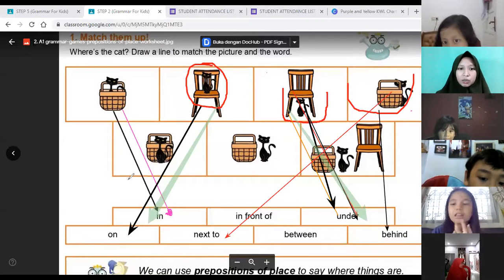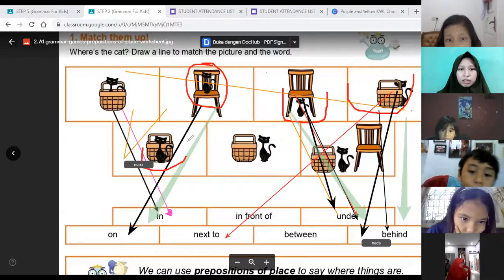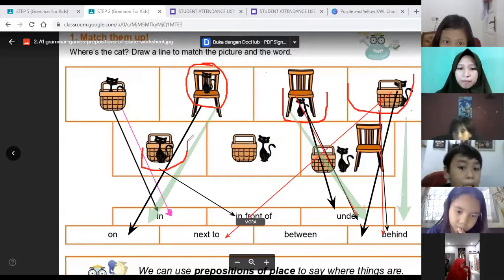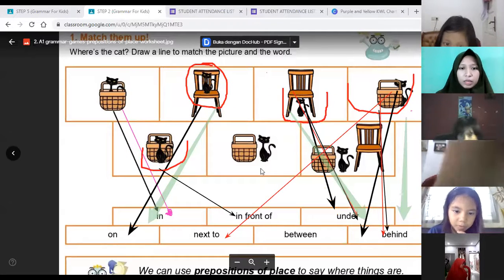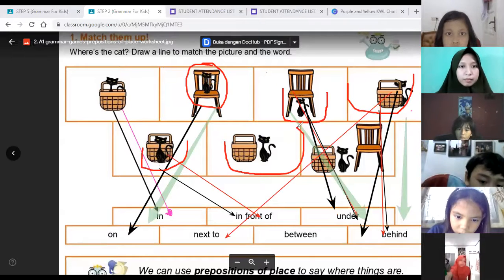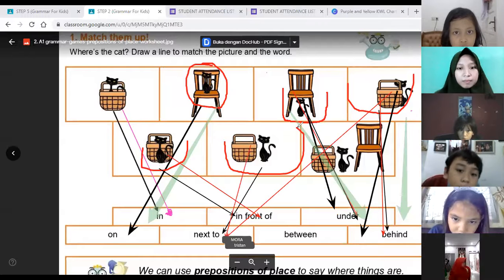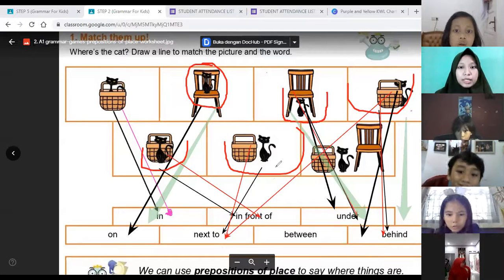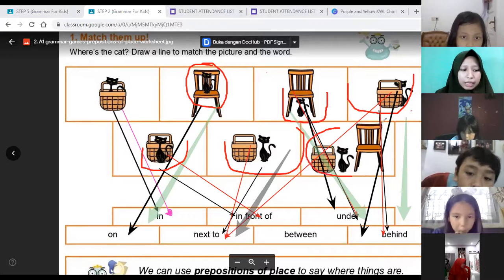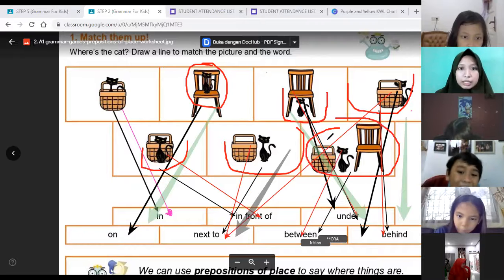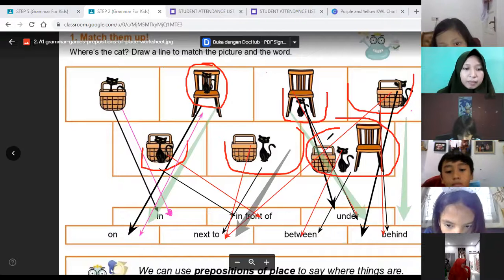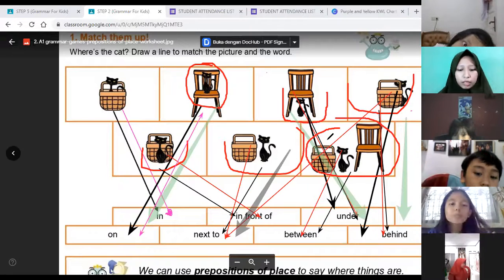Okay, so what about this one, everyone? Where is the cat? Nura, what are you doing? In front of. Okay, so what about this one? Where is the cat? Next to. Okay, next to the basket. What about this one, everyone? Where is the cat? Between.